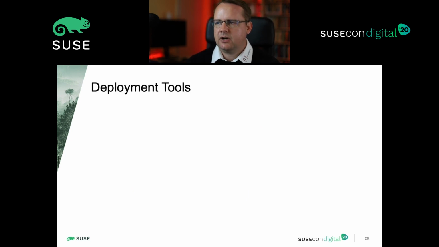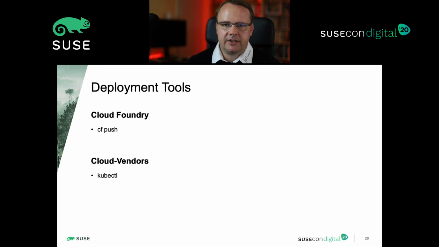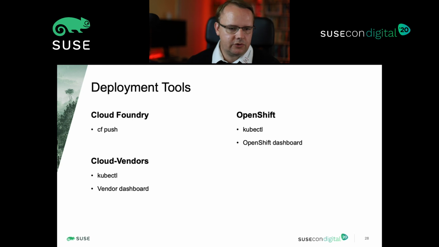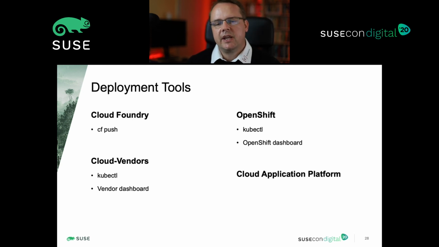And now let's talk about deployment tools. With Cloud Foundry, you usually use the CF command line tool plus the push command, which basically brings your workload into production. With the cloud vendors and their Kubernetes offerings, you would use kubectl as well as the vendor dashboards. With OpenShift, you would use kubectl as well as the OpenShift dashboard. And with Cloud Application Platform, you would use CF push as well as the so-called Stratos dashboard, which gives you another option to basically define your workloads and deploy them.